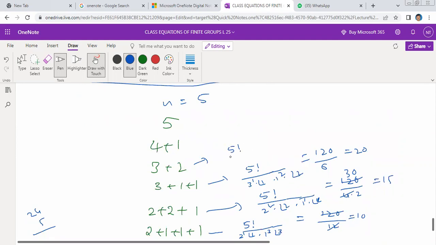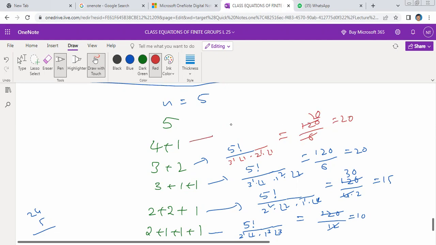5 factorial by 3 is repeated one time, power 1 factorial, into 2 is repeated one time, power 1 factorial. This is equal to 120 by 3 into 2, 6. So this is 20.